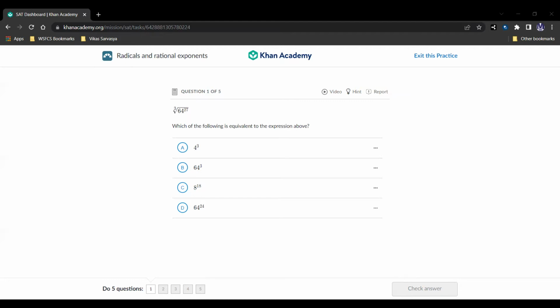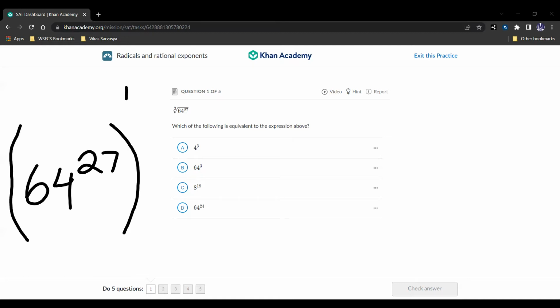Question number 1, here it is, and we are given the cube root of 64 to the 27 and asked which of the following is equivalent to the above expression. Well, what does the cube root mean? The cube root is really just raising something to the 1/3, the same way that taking the square root of something is raising it to the 1/2. Taking the fourth root of something is raising it to the 1/4. That's essentially what we're doing here.